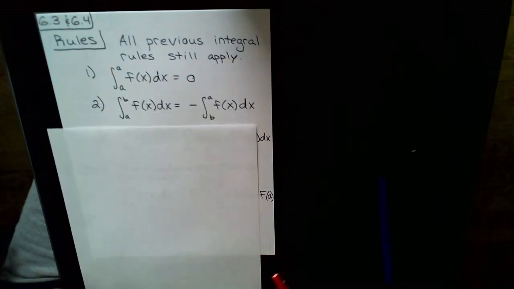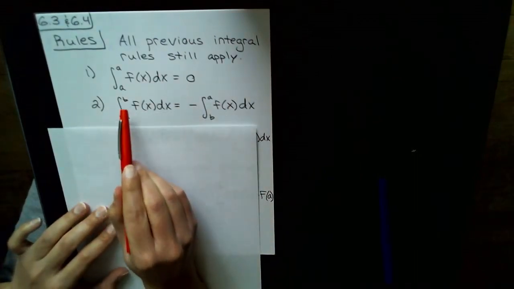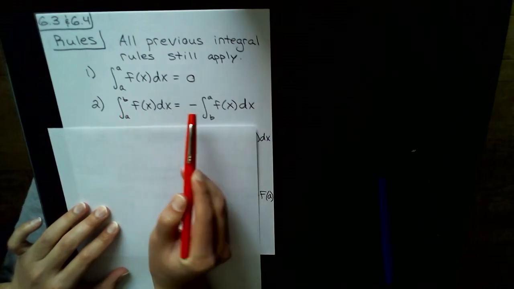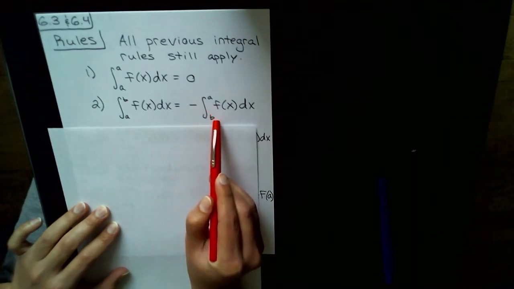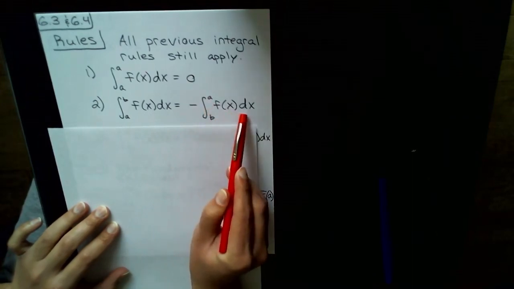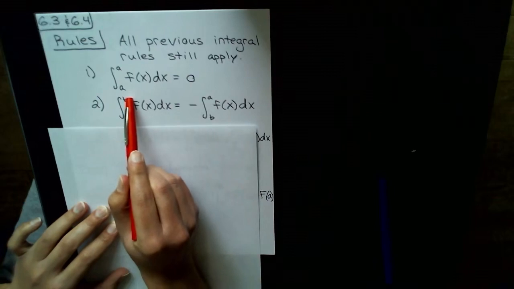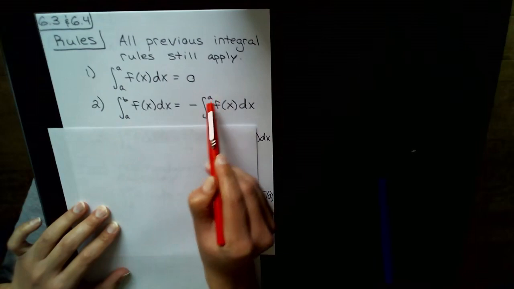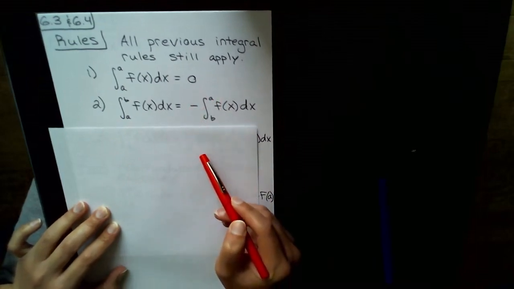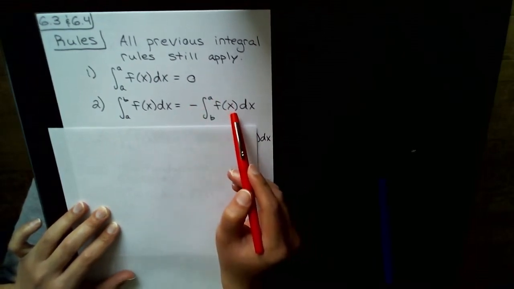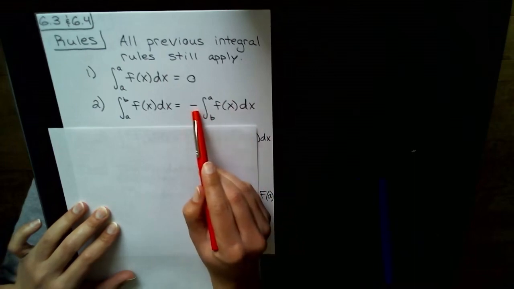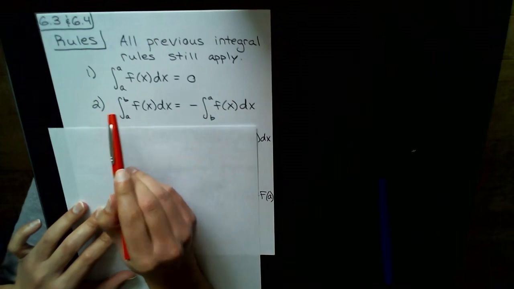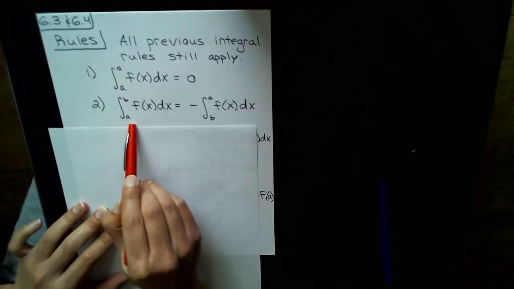From here, the integral from a to b of f of x dx is equal to the negative integral from b to a of f of x dx, meaning it is perfectly okay to swap these values as long as when you swap them you multiply by a negative to the outside. This rule also goes backwards. If you have a negative multiplied to the outside of your integral, you can change it to a positive as long as you swap the two limits.